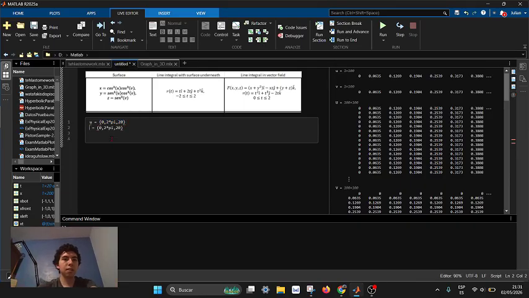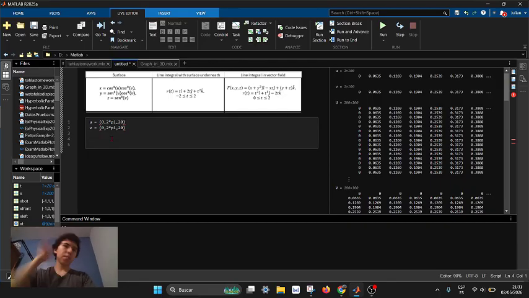And this gives us the ability to make arrays that are the same size, which is good, because if we don't have arrays that are the same size, MATLAB doesn't like that. So we're going to do that. Now we're going to do what it says here. We're going to graph it out.